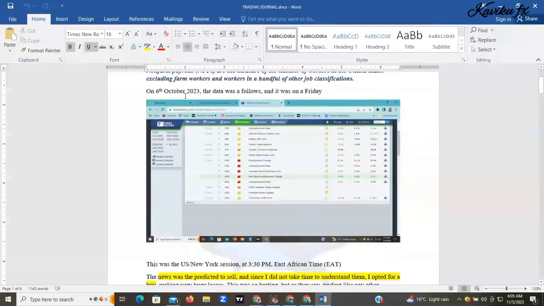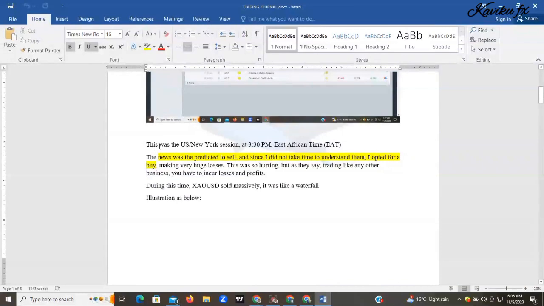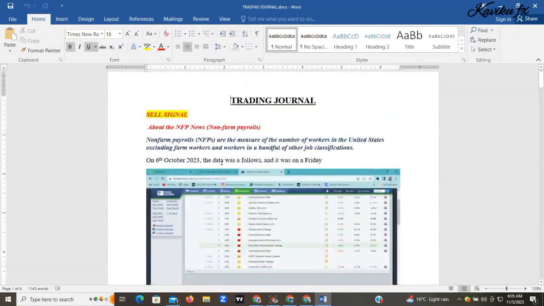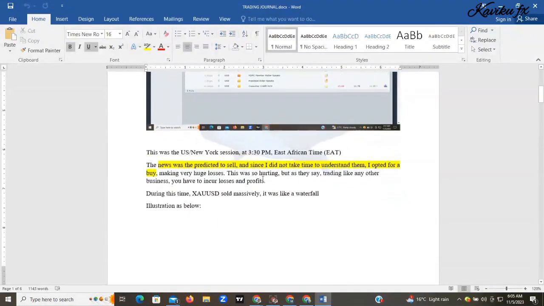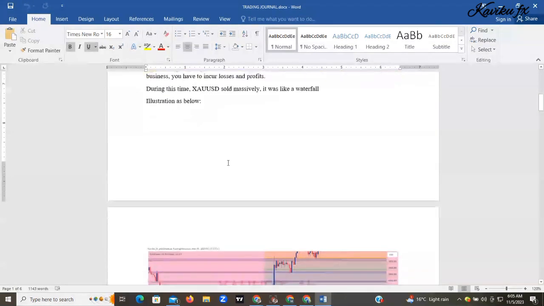Now, on 6th of October, the data was as follows, as you can see. This was the US or New York session at 3:30, that is the EAT, East African time. The news was predicted to sell, since I did not take time to understand it, I opted for a buy, which I ended up making very huge losses. This was so hurting, but what I can say, trading is like other business. You have to incur losses and profit at the same time, or in the long run.